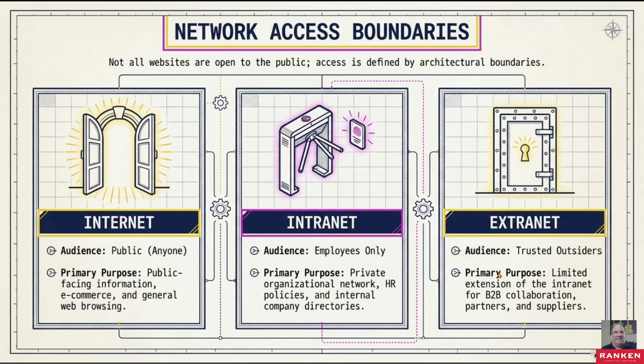But there's a difference, right? The internet is public to anyone. An intranet is basically an internal one, usually for employees, a private organizational network, right? An extranet is usually a limited extension of an intranet to also allow outside partners, outside of a company or organization.